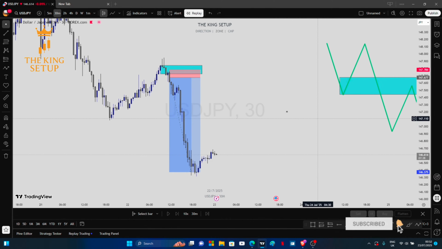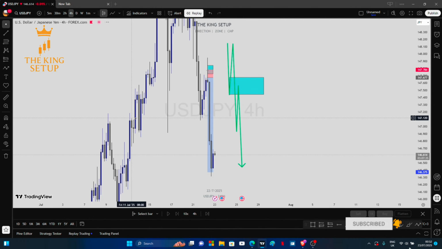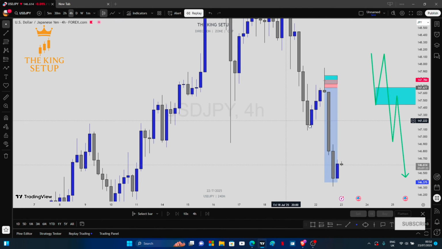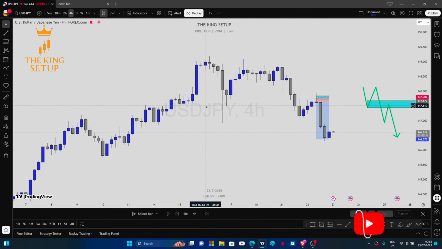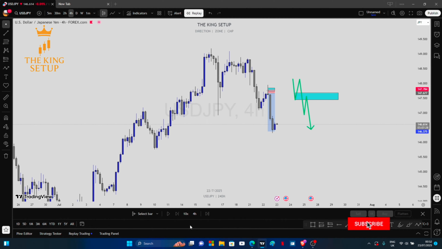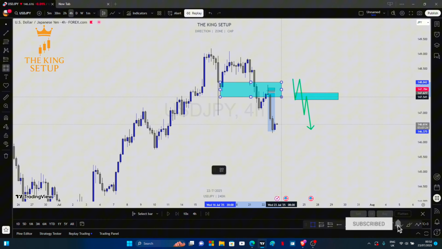So let's go to this zone. Number one, we switch to H4. If I switch to H4, you will identify a zone like that one. So number one, we had this engulfing buy zone. This was our engulfing buy zone that we were interested in buying.